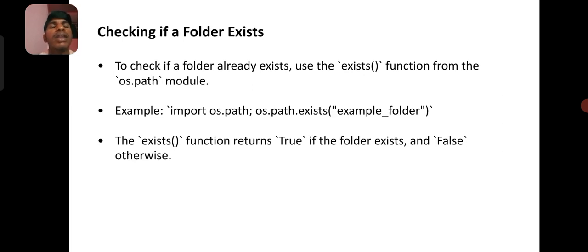Checking if a folder exists. To check if a folder already exists, use the exists function from the os.path module. Example: import os.path, os.path.exists('example_folder'). The exists function returns true if the folder exists and false otherwise.